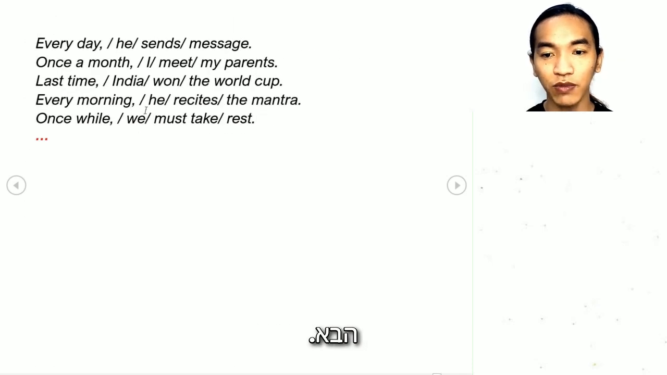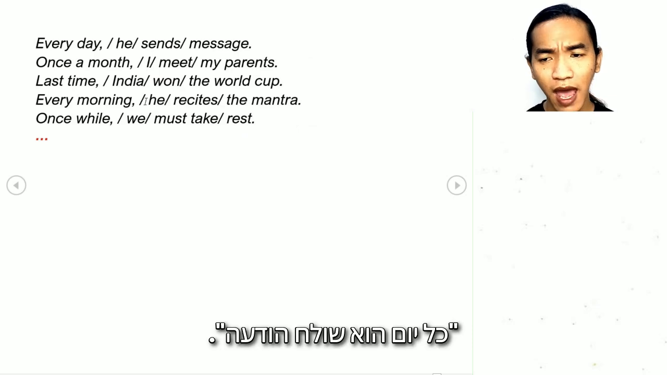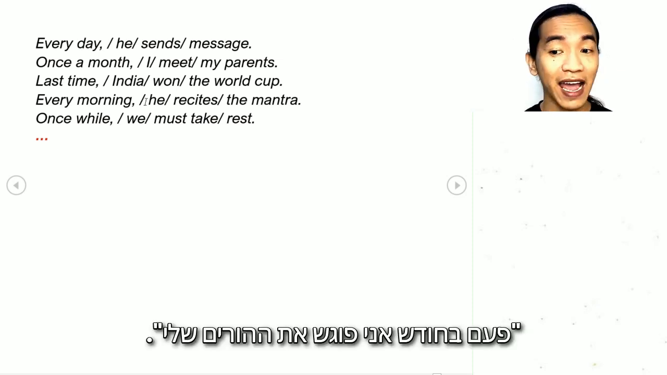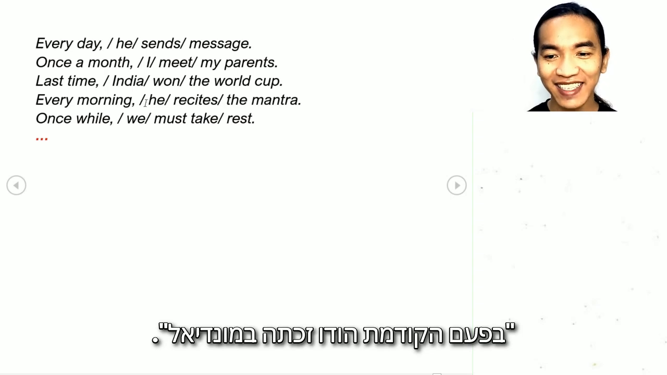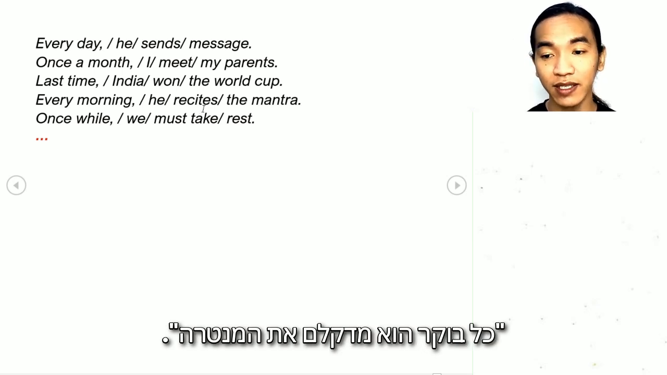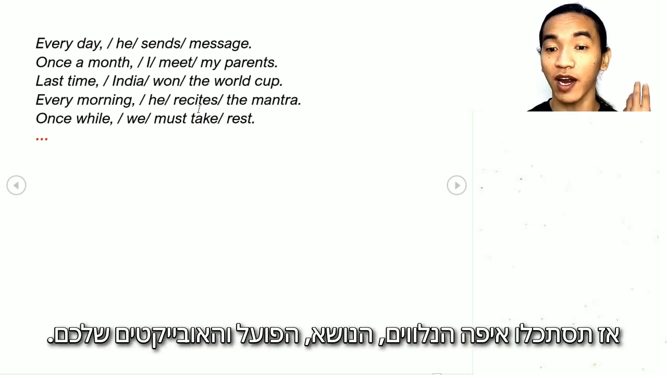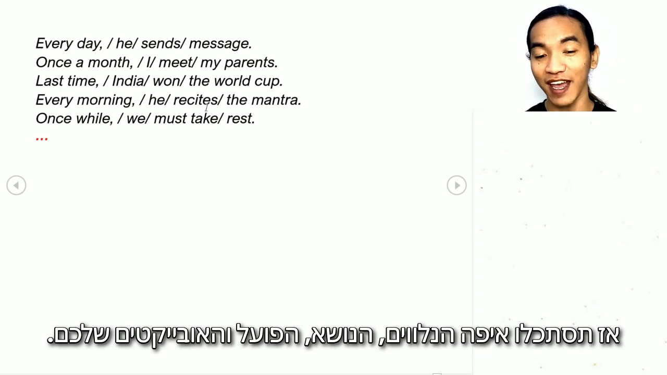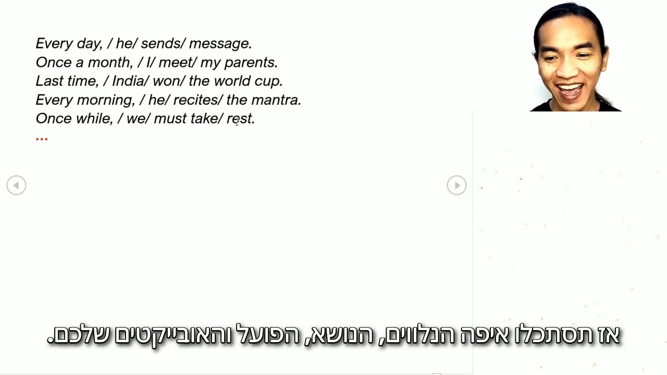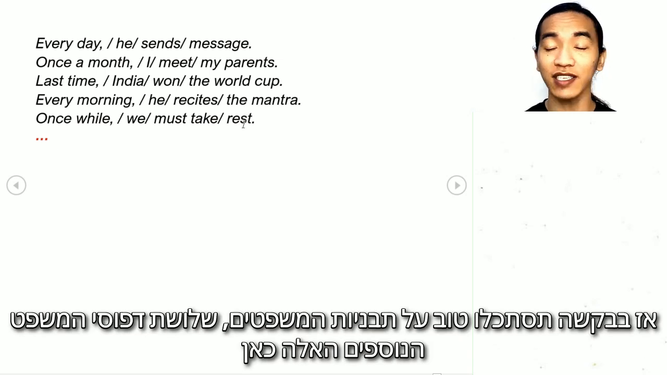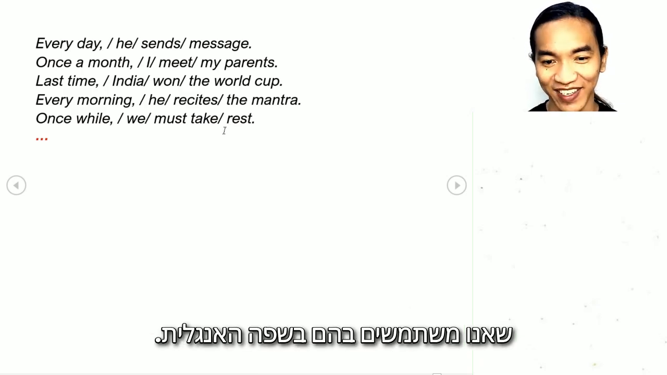Okay, next one, more examples. Every day he sends a message. Once a month I meet my parents. Last time, India won the World Cup. Every morning, he recites the mantra. Once in a while, we must take rest. Okay? So take a look at where are your adjuncts, your subject, verb, and your objects. Okay? So please take a good look at these sentence patterns, these three more sentence patterns that we use in the English language. All right?